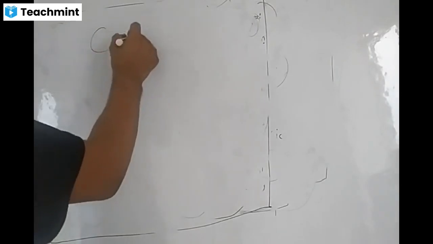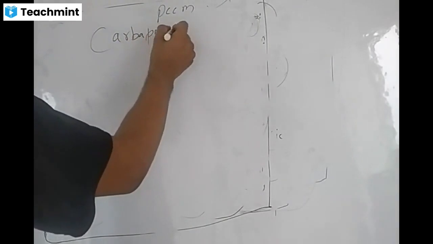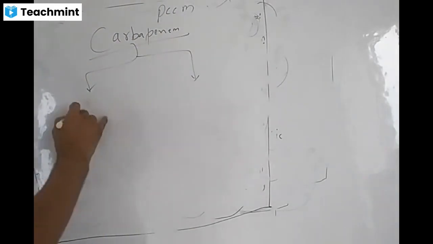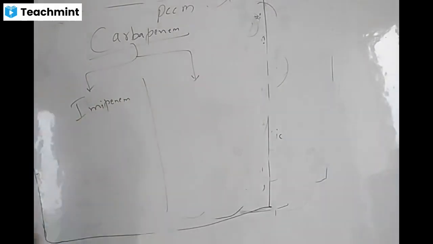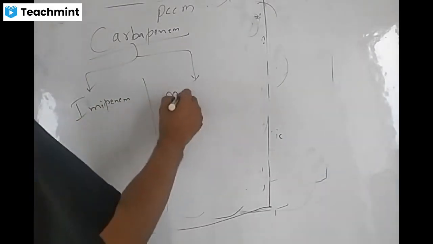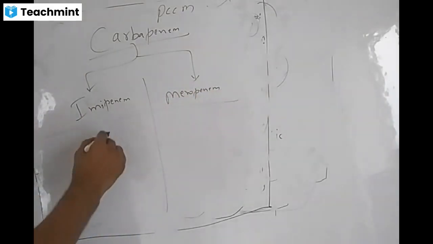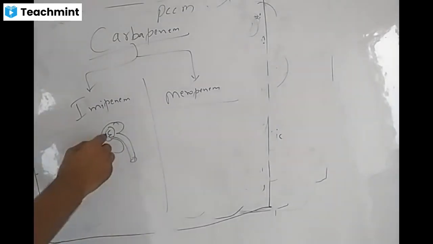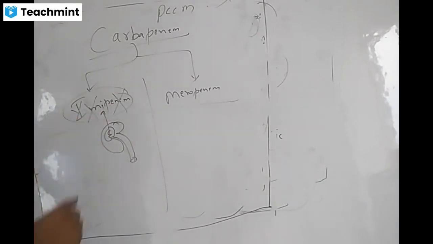Then the next member of PCCM is carbapenem. Carbapenem, two members are more important. One is your imipenem, and the second member is your meropenem. The important point about this: in the kidney there is one enzyme. This enzyme destroys our drug. It has the ability to destroy our drug.